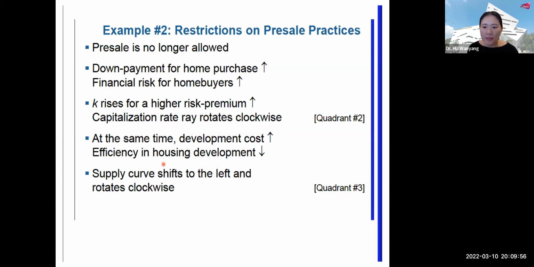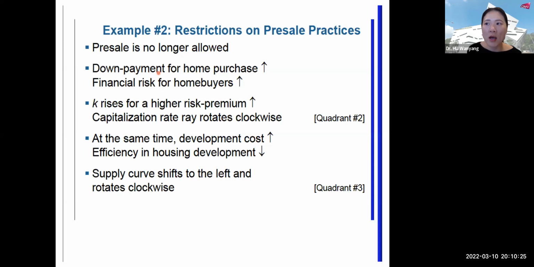This is a restriction on the pre-sale practice. Let's assume now the government prohibits housing pre-sale. If housing pre-sale is not allowed, then it means that the down payment for the home purchase will increase. You need to pay more, and it increases the financial risk for the home buyers.